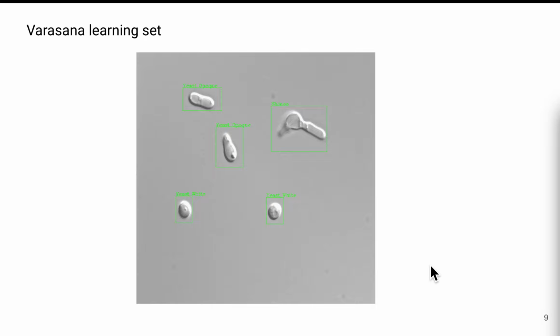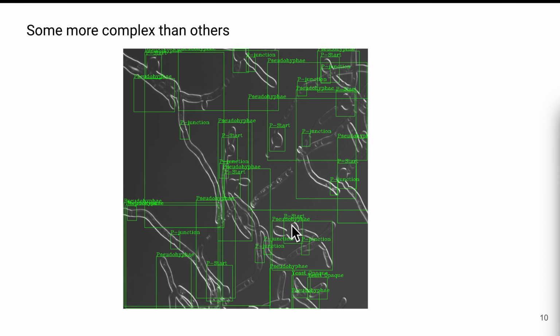Okay, so this is kind of what a typical marked up file would look like. You can see all the cells have been labeled with their putative morphology. And it gets more complicated. These markups look a bit more complicated. Here we have some hyphae, and you can start to see a lot of overlap.